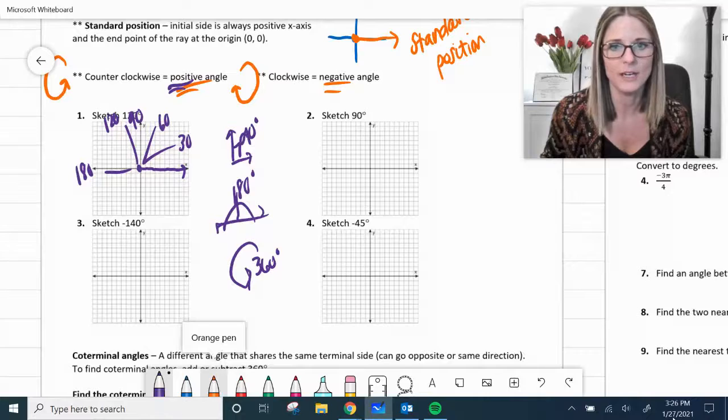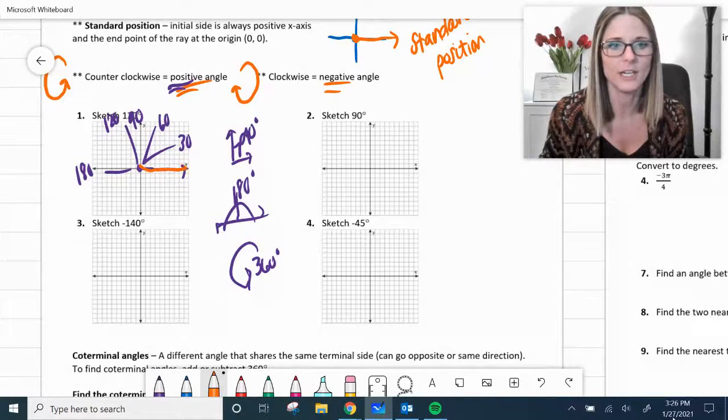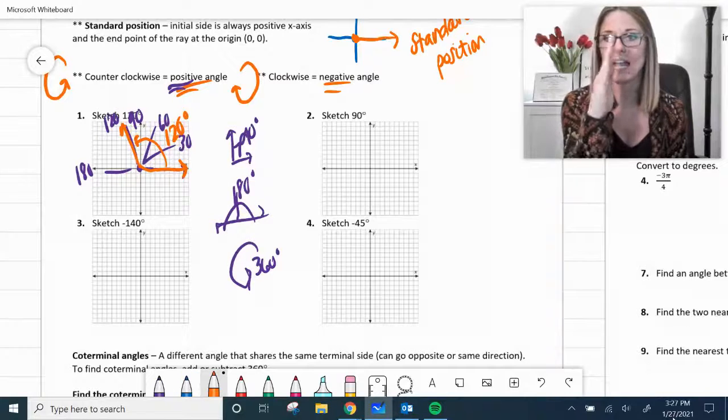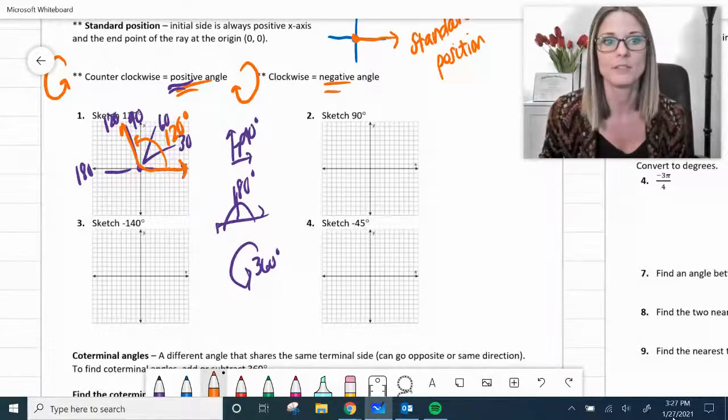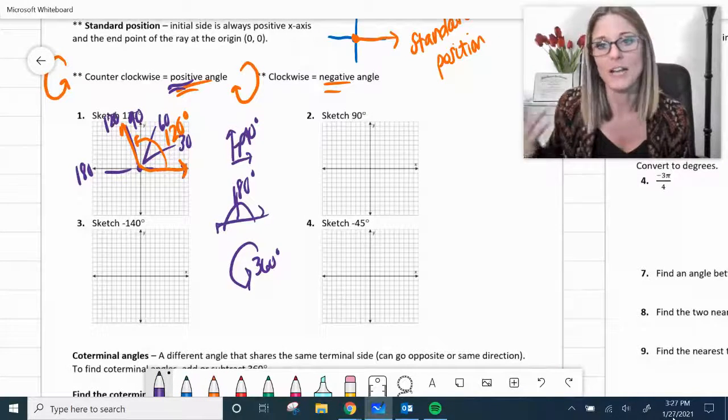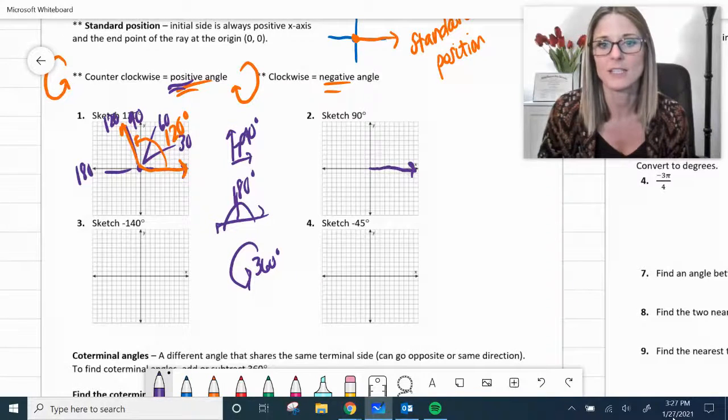Let's do it in orange. So we started here, and we're going to rotate up. And that's going to be our 120. Okay, so we went up to 90, and then a third of the way through the next quadrant to make 120 degrees. Let's look at number 2, sketch 90 degrees. This one's very straightforward. Always standard position, positive x-axis. I'm going to rotate it straight up. I'll show all our final answers in orange. How about that? So we rotated up 90 degrees.